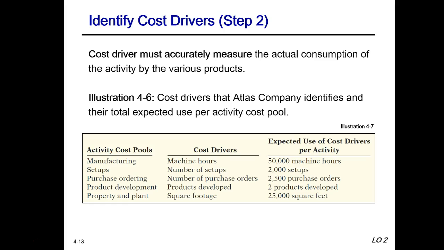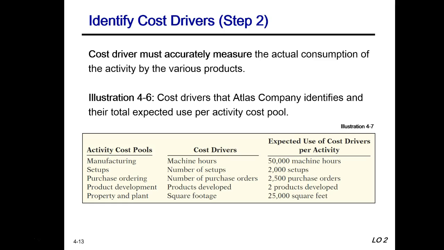Cost drivers need to measure the actual consumption of the activity. Here are the cost drivers that Atlas Company identifies and their total expected use per activity pool. So you see here the various pools: manufacturing, the setups, the ordering, the product development, and property and plant. From there, our drivers will be what drives the cost. So in manufacturing, machine hours are really what's utilized in the manufacturing process. Those machine hours are going to drive the cost in this particular department.